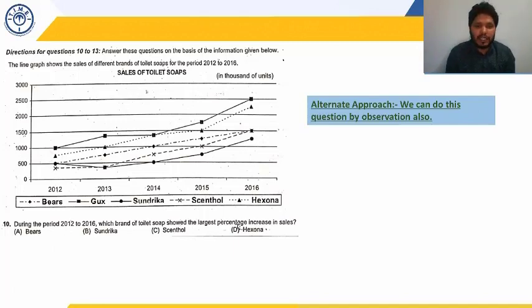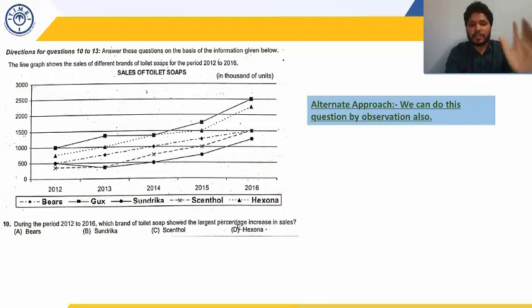So just see, can we do it just by observing the data? Let's try to do it just by observing the data. So without calculating anything, can we do it orally? Let's try it. We have done the calculations also, just try to solve this orally. So for which of the soaps do we not need to calculate? For Gugs we need not calculate, because it is not there in the options.